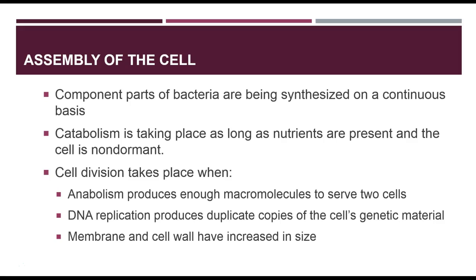Cell division, or binary fission, if we're talking about microorganisms, takes place when, first, anabolism produces enough macromolecules to serve 2 cells. Second, DNA replication produces duplicate copies of the cell's genetic material. And finally, membrane and cell wall have increased in size. So these 3 things have to occur prior to binary fission and one cell being able to become 2 cells.